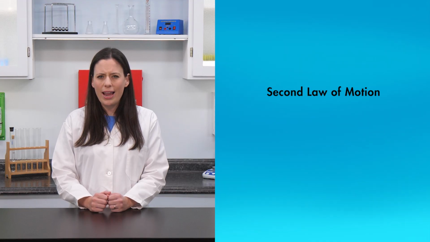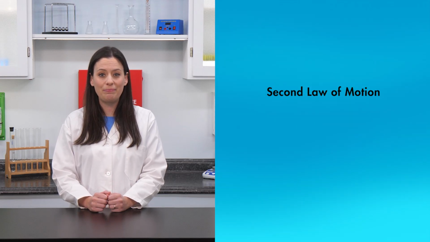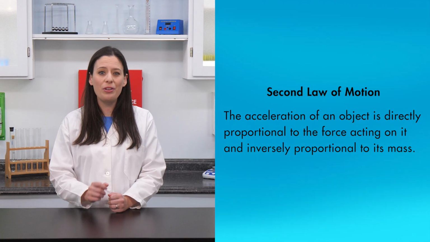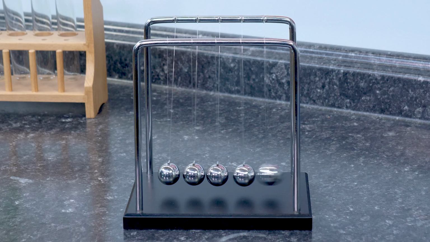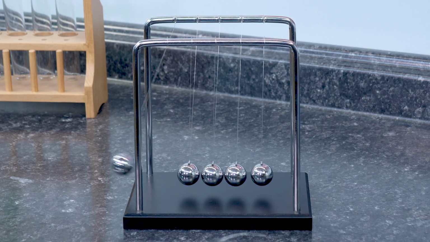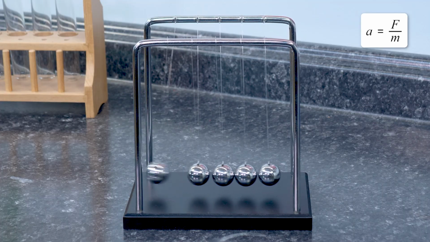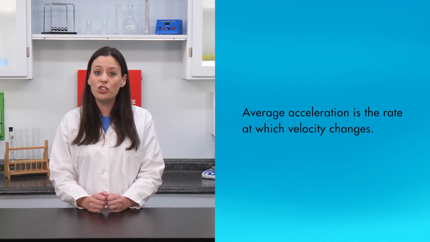Newton's first law of motion describes an object in motion or an object at rest. Newton's second law of motion describes how an external force affects the motion of an object. It states that the acceleration of an object is directly proportional to the force acting on it and inversely proportional to its mass. The second law of motion can be expressed in the equation acceleration equals force divided by the mass of the object.